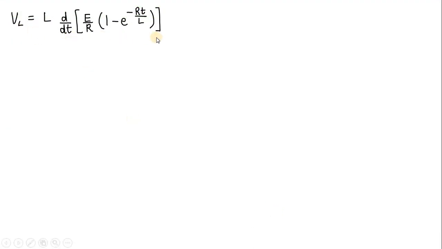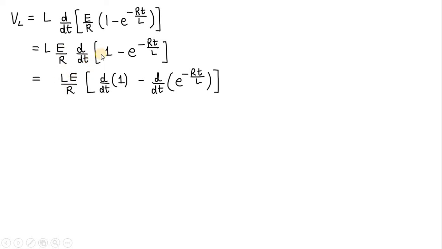This is the expression that we wrote on the previous page. Let's continue. We have to differentiate this part. Here E upon R is a constant value, and a constant can be taken out of the differentiation. So next we write L into E by R, and the remaining thing is d by dt of 1 minus e power minus Rt by L. This constant L E by R remains outside and we differentiate the bracket. So we write the differentiation of 1 minus the differentiation of the exponential function. Differentiation of 1 would be 0 because 1 is a constant value.